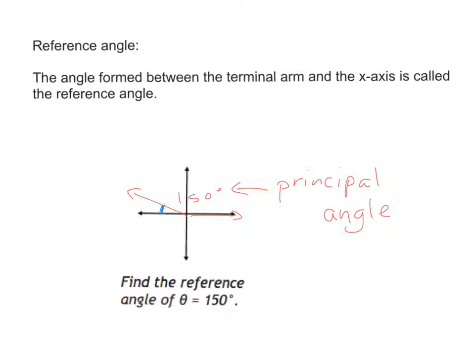That's the reference angle. Because we go from that terminal arm to however we can get to the x-axis the fastest. In some cases it's going down, sometimes it's going up. But in this one, we go down, and what would you call that angle? What would the measure of it be? 30. So I'm just going to say theta r, the reference angle for this one, is 30 degrees.